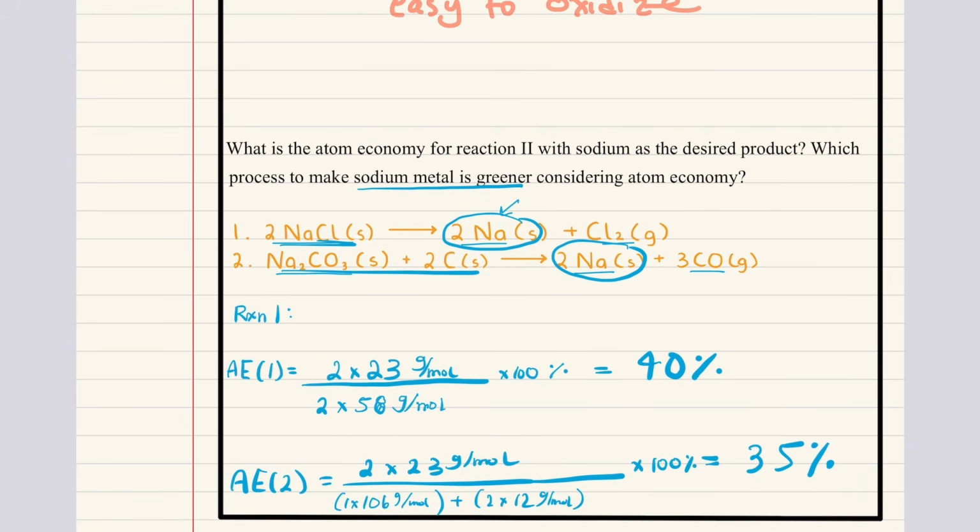Putting this together, reaction 1 has the higher atom economy, about 40% compared with 35% for reaction 2. So that means reaction 1 is greener by the atom economy criteria. With that, we've completed this lecture and this unit on redox reactions and electrochemistry.